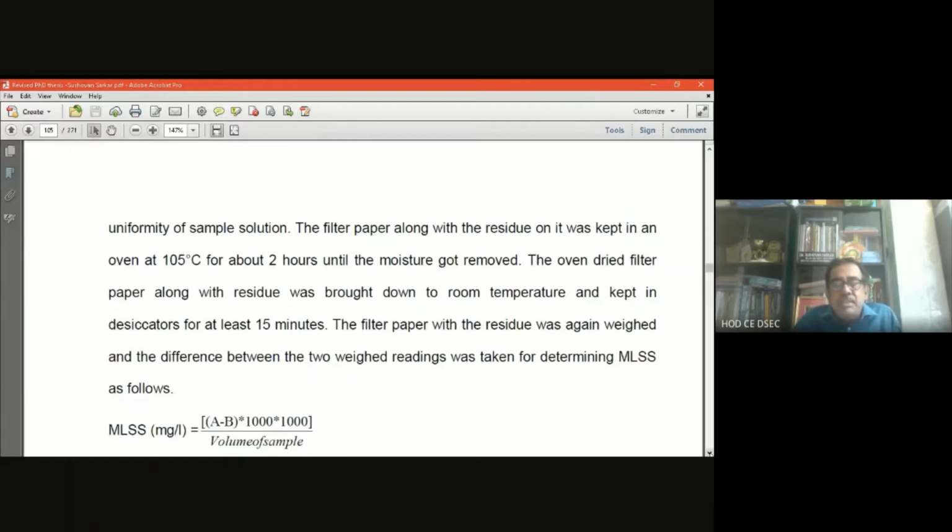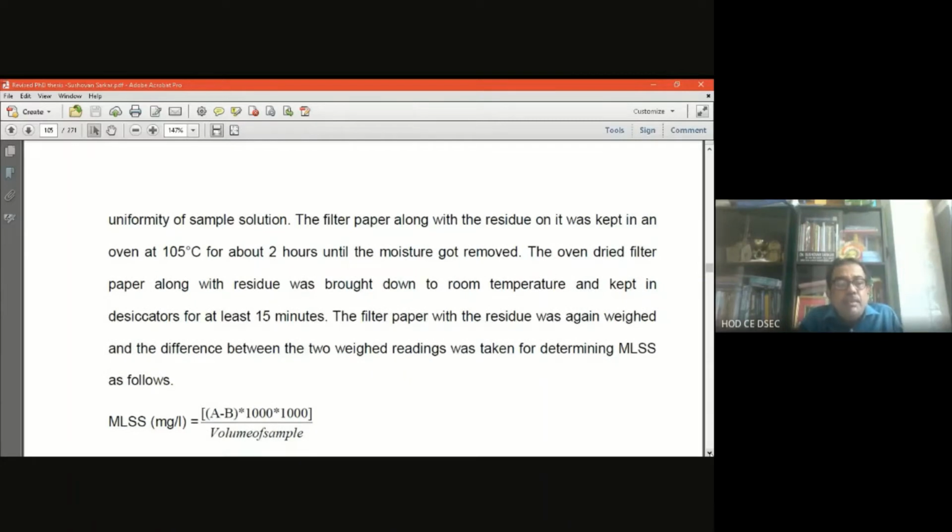Once the oven drying process is complete, that oven dried filter paper along with the residue has to be brought down to room temperature and kept in a desiccator for 15 to 20 minutes for allowing it to come to room temperature. And the filter paper with the residue is again weighed, and the difference between the two weighed readings is taken for determining the MLSS as follows.